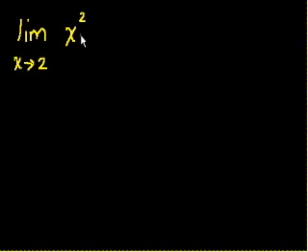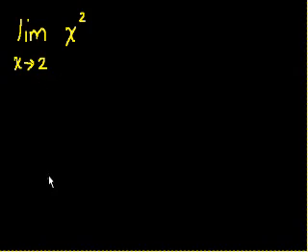Okay, I need to use a different color. The limit as x approaches 2 of x squared. Now all this is saying is, what value does this expression x squared approach as x approaches 2?